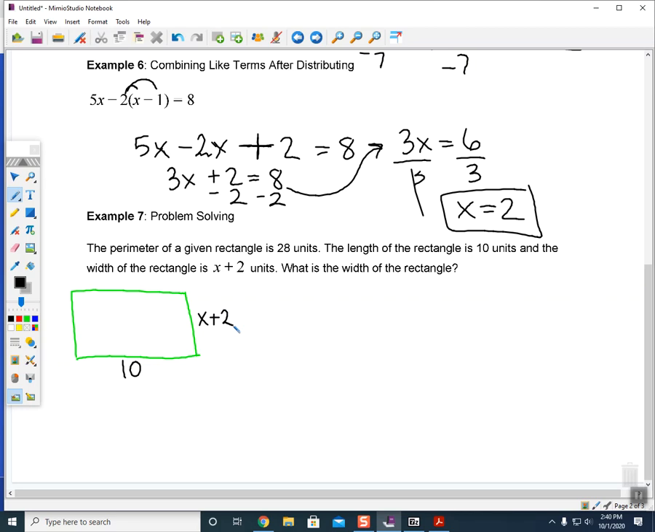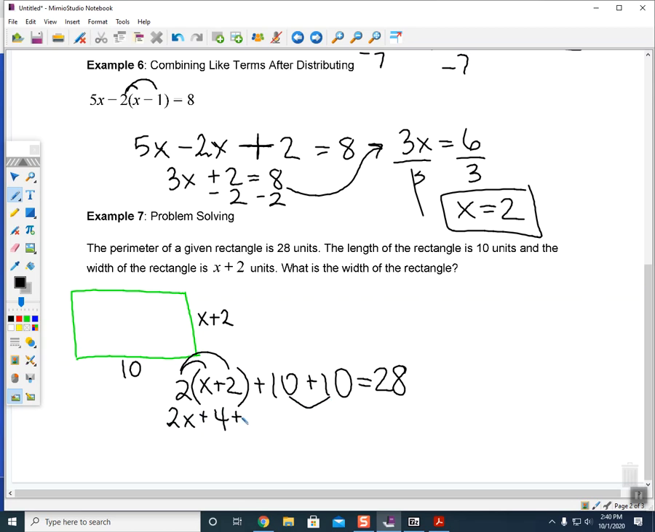So in order to find the perimeter, I would need to take 2 times x plus 2, because there's 2 of them, plus 10 equals 28. So then I can simplify this. I can distribute, right? I get 2x plus 4. Then I can combine these. Plus 20 equals 28.